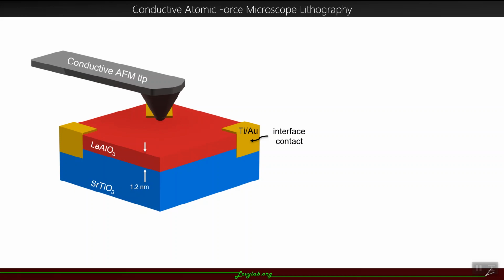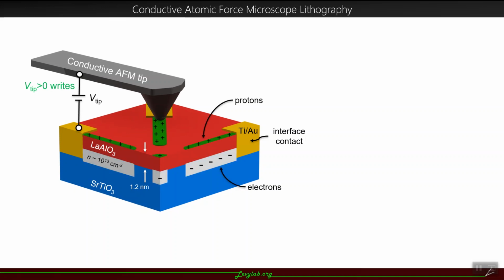We then bring a conductive AFM tip into contact with the surface of the LAO. When we apply a positive voltage to the AFM tip, it effectively deposits protons on the surface of the LAO. These in turn attract electrons to the interface, modulating this metal-insulator transition at the nanoscale. Likewise, if we apply a negative voltage to this tip, we're able to erase the conducting nanostructures that we created.